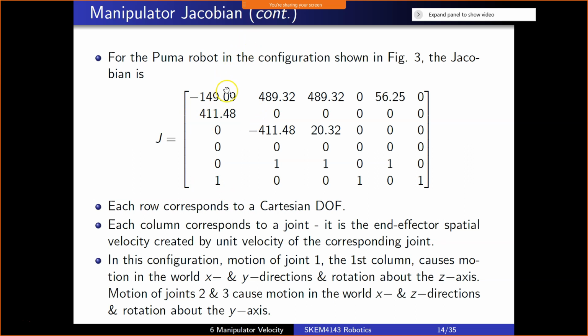Okay, so let's look at the figure and see if that's really the case. From this column, we can see that if theta 1 moves at 1 radian per second, we would have negative 149.09 meter per second in the x direction, positive 411.48 meter per second in the y direction.